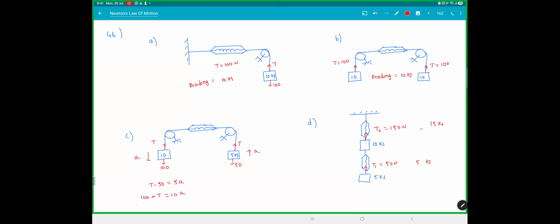Add them, and you end up with 100 minus 50. You can do the net pulling force method to get acceleration. So 100 minus 50 by 15, 50 by 15, that's 10 by 3. And we end up with tension equal to 200 by 3. So the reading will be 20 by 3 kgs.